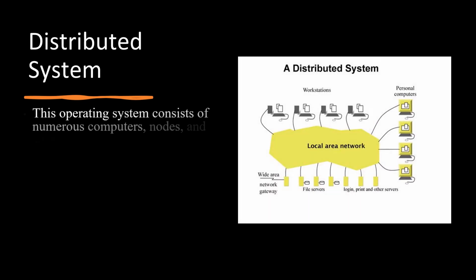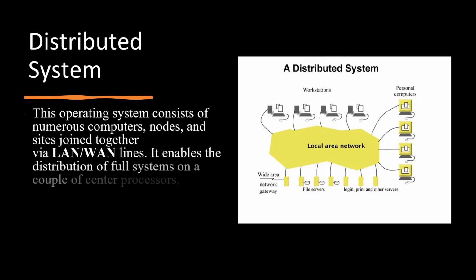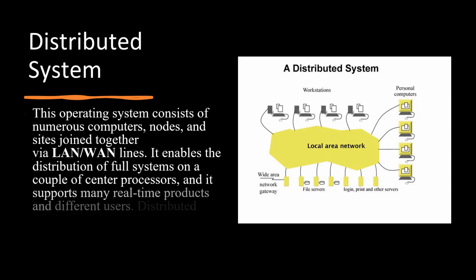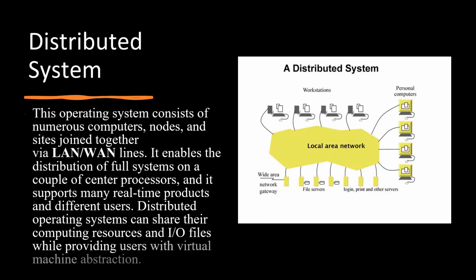This operating system consists of numerous computers, nodes, and sites joined together via LAN or WAN lines. It enables the distribution of full systems on a couple of central processors, and it supports many real-time products and different users. Distributed operating systems can share their computing resources and input-output files while providing users with virtual machine abstraction. The adjacent figure shows an example of a distributed system.